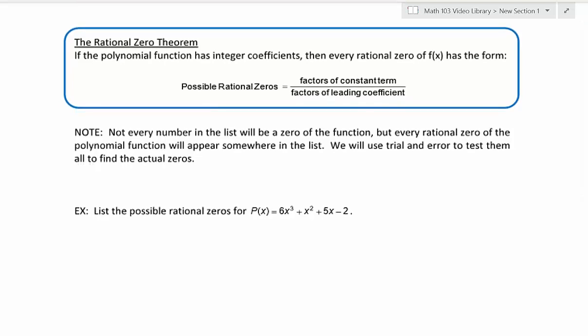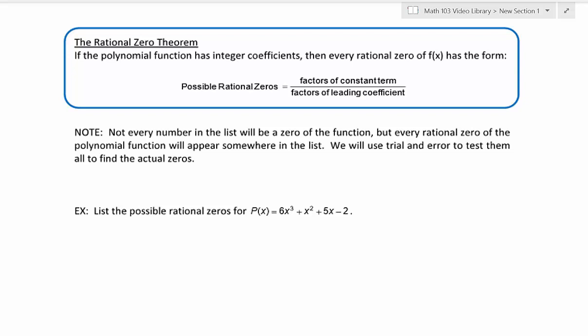The one that's really going to help us get started when solving high-degree polynomial equations by factoring is the rational zeros theorem. This theorem states if the polynomial function has integer coefficients, then every rational zero of f of x has the form: our possible rational zeros will be equal to the factors of the constant term divided by the factors of the leading coefficient.